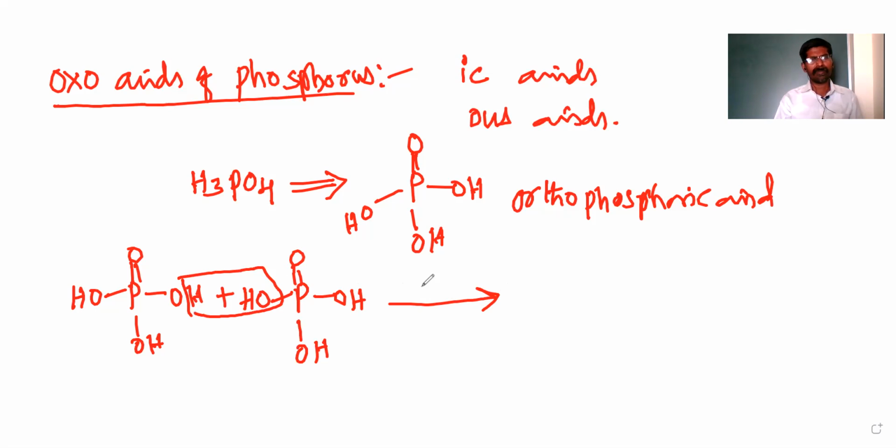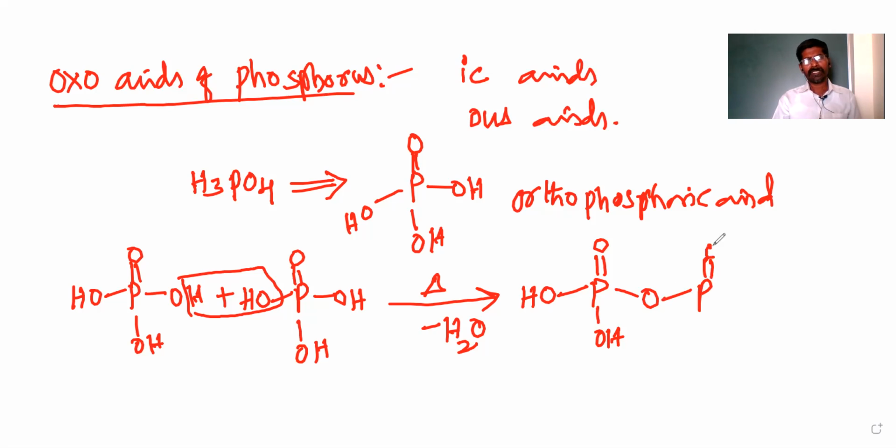Now what I am doing here is heating, which removes a water molecule. On heating, it removes one water molecule. Then we should get this type of compound: OH group, P double bond O, and another OH group, then an oxygen atom connecting the phosphorus atoms, and here the same OH groups. This is the product formed by heating 2 moles of orthophosphoric acid.